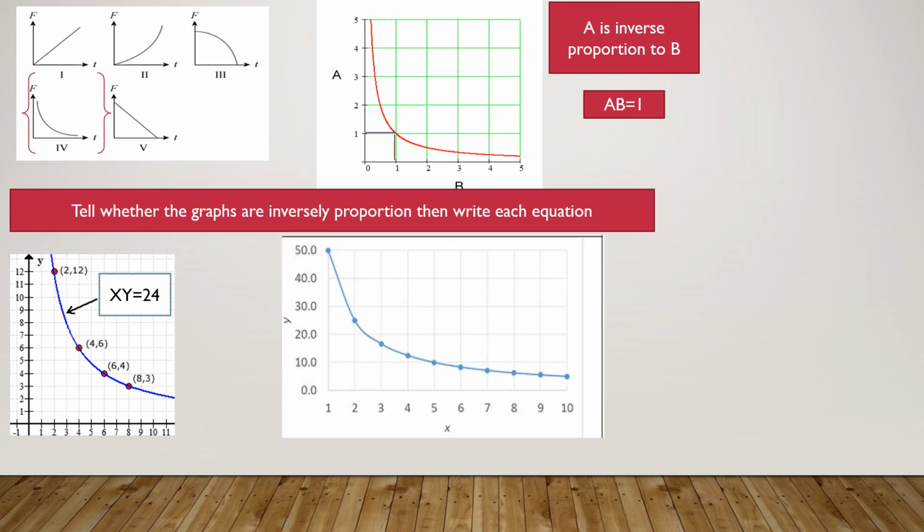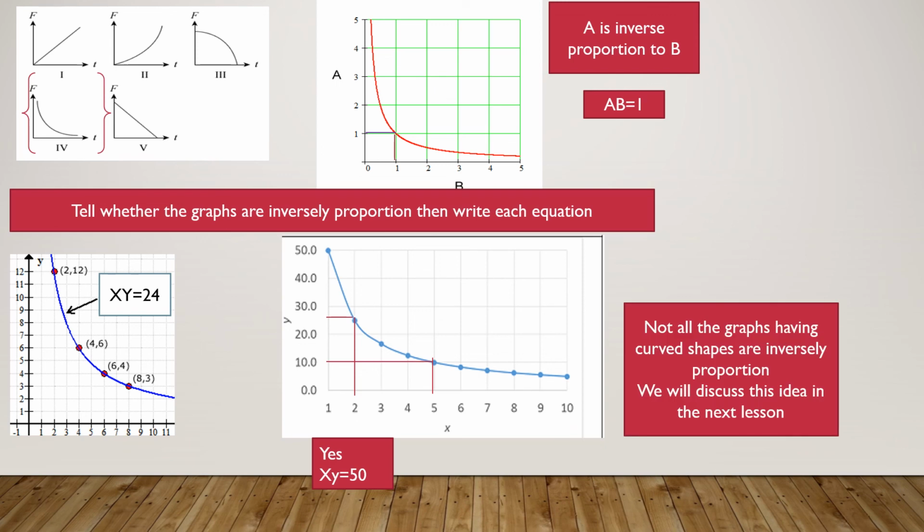Now, let's take this graph. Let's check. Take any 2 points. For example, let's take 5 and 10. 5 times 10 is 50. Let's check the other point. Do they have the same product? 2 and 25. Oh, it's also 50. So they are inversely proportional to each other, and the equation is xy equals 50. As a reminder, not all the graphs having curved shapes are inversely proportional to each other. We will discuss this idea in the next lesson.